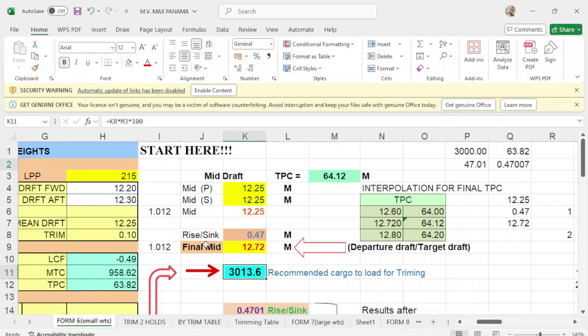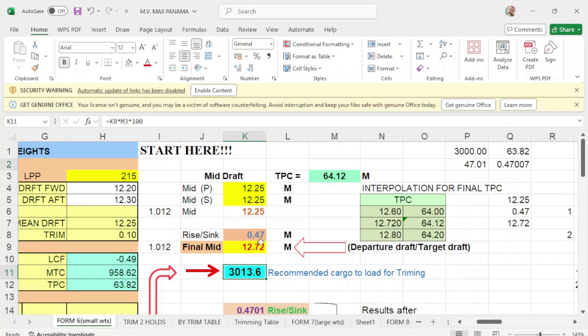Now, since this is your departure drop, you have to interpolate the TPC of this departure drop, which is 12.72. So you have to interpolate until you get 64.12, which is your TPC. With this sinkage times your TPC times 100, you will have 3,013.6 metric tons as recommended for trimming to reach this ceiling drop of 12.72.